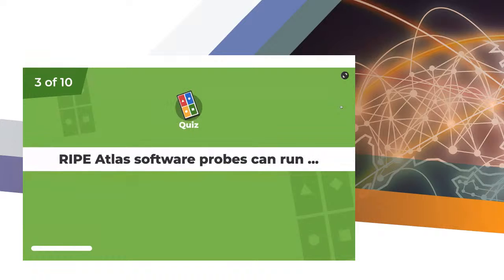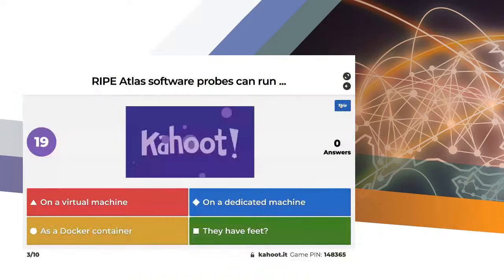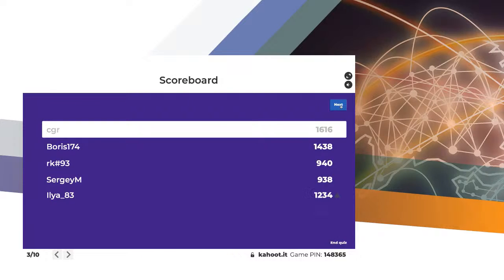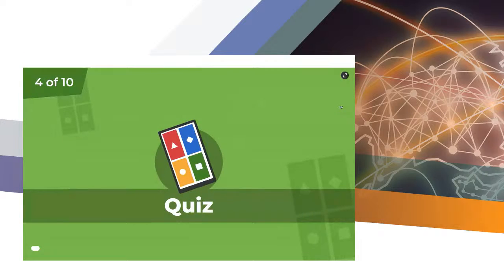Up to the next question. This is a multi-select. You can choose more than one. Ripe Atlas software probes can run on a virtual machine, as a Docker container, on a dedicated machine, or do they have feet? All new probes can run at 50 kilometers per hour. Did you know that? It's all new. And the right answer is on a virtual machine or on a dedicated machine. Somebody was asking if they have feet. They don't. We'll see Ilya at the front, CGR 201, Alex 243, and Boris 174. This can change at any moment. Let's go on to our next question.